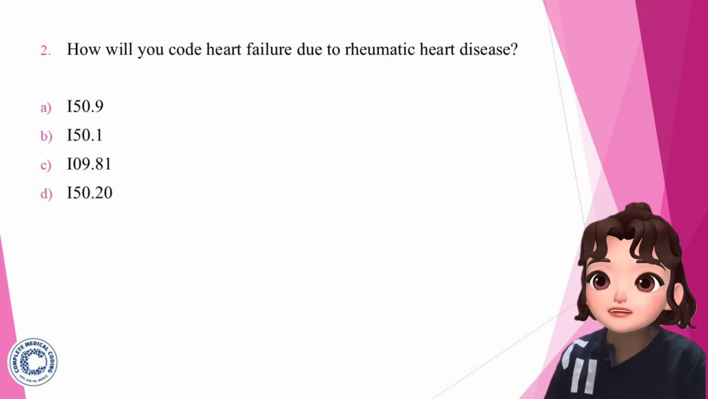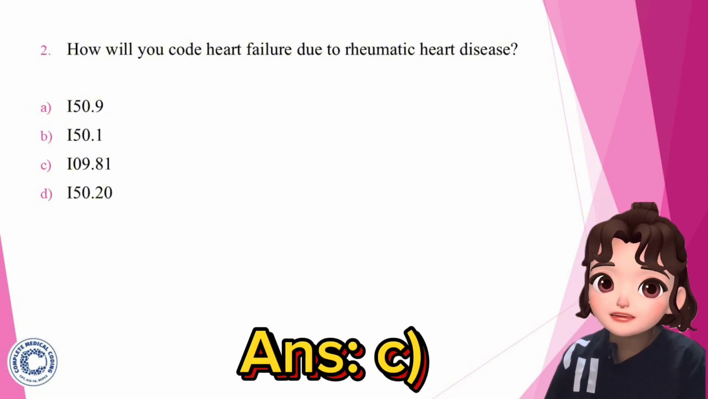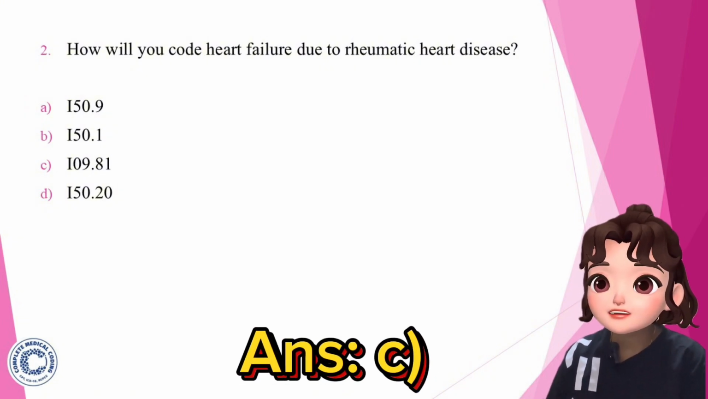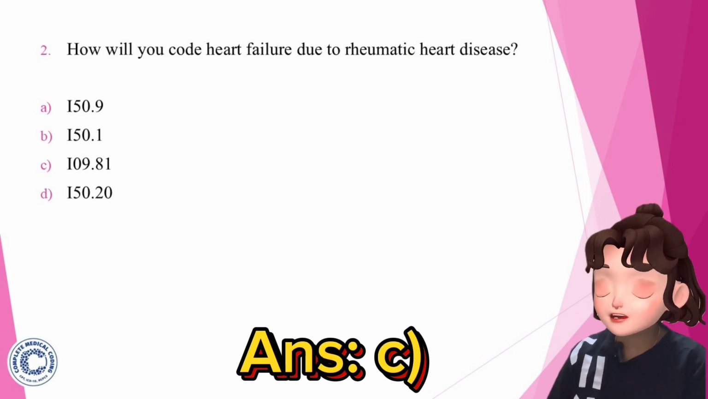So the correct answer is option C, I09.81. It's a combination code. I09.81 means rheumatic heart failure. That is the correct answer.